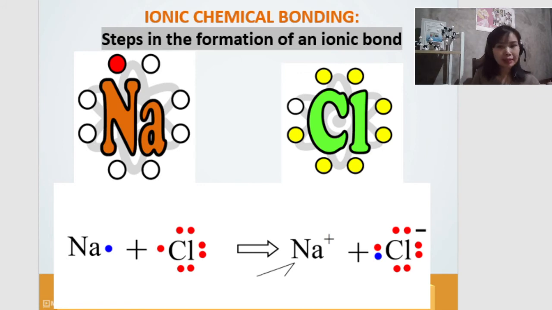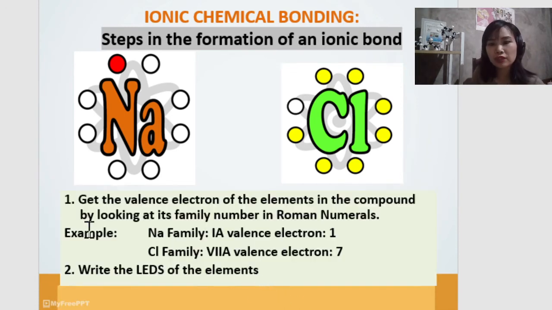Okay. Now, to make it easier, what are the steps in the formation of an ionic bond? Ready? Okay. Number 1, you have to get the valence electrons of the elements in the compound by looking at its family number in Roman numerals. For example, sodium family 1A, therefore 1 valence. Chlorine family 7A, therefore 7. Then you have to write or draw the Lewis dot symbol, or Lewis electron dot symbol, because it is easier. This is the most important role of the Lewis dot symbol.